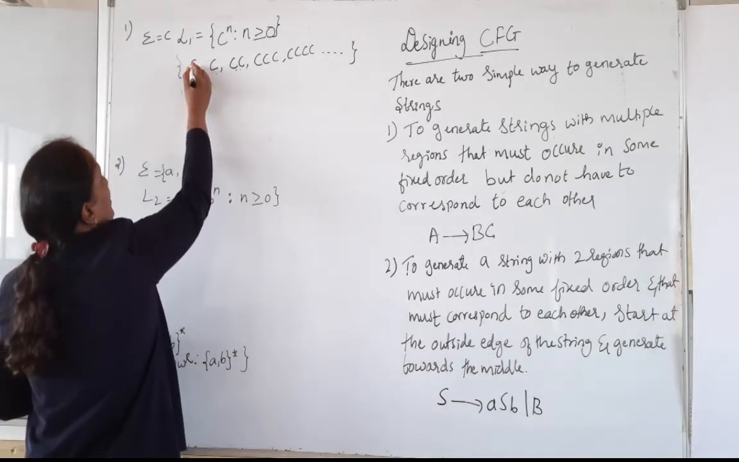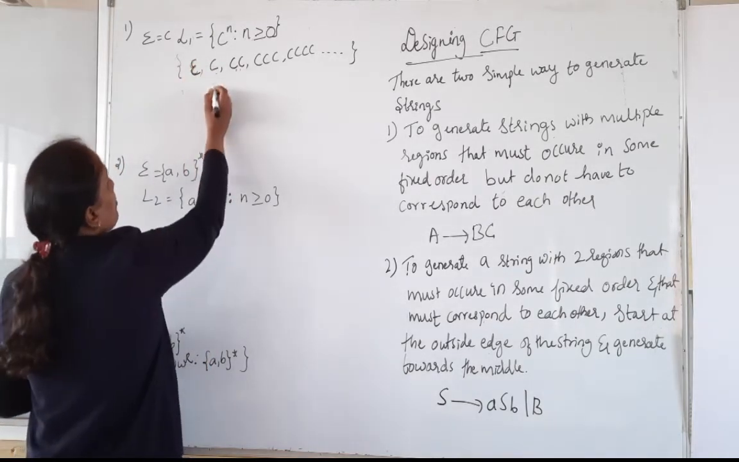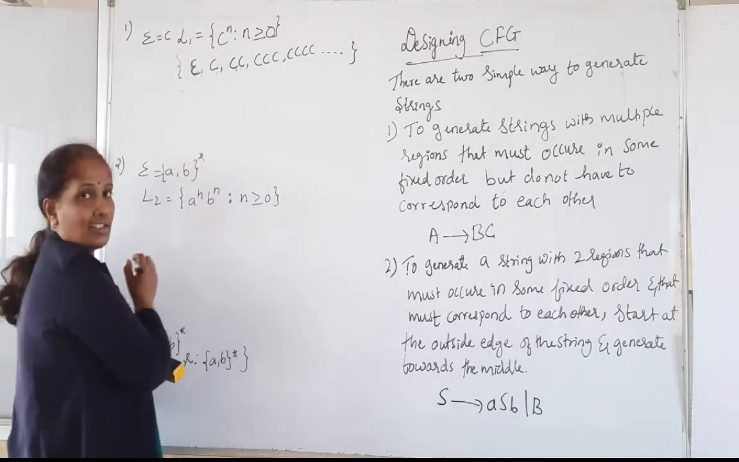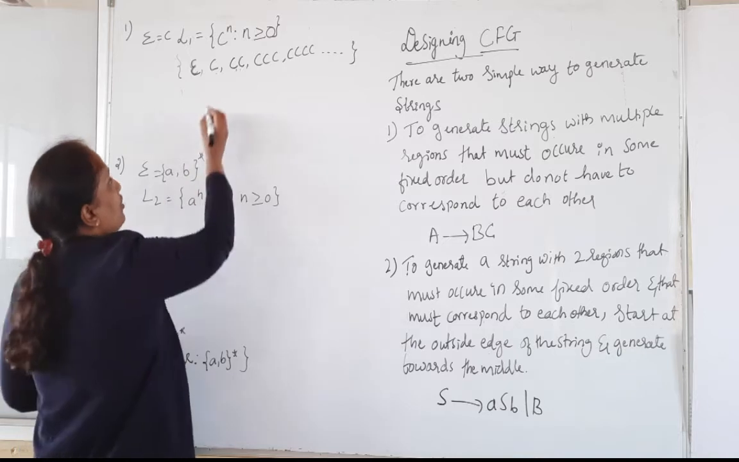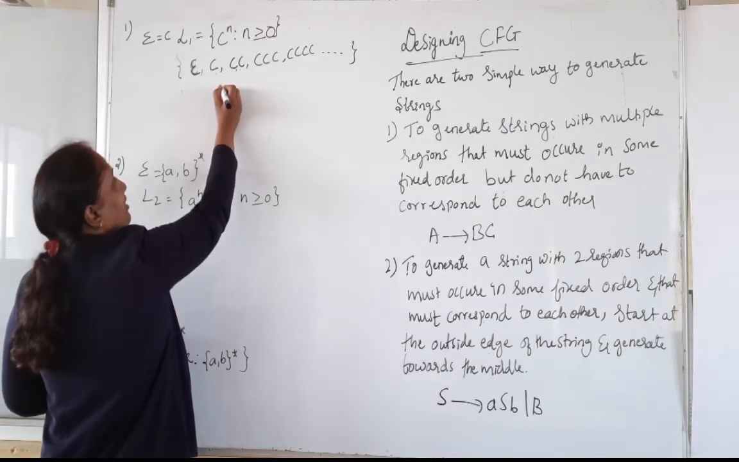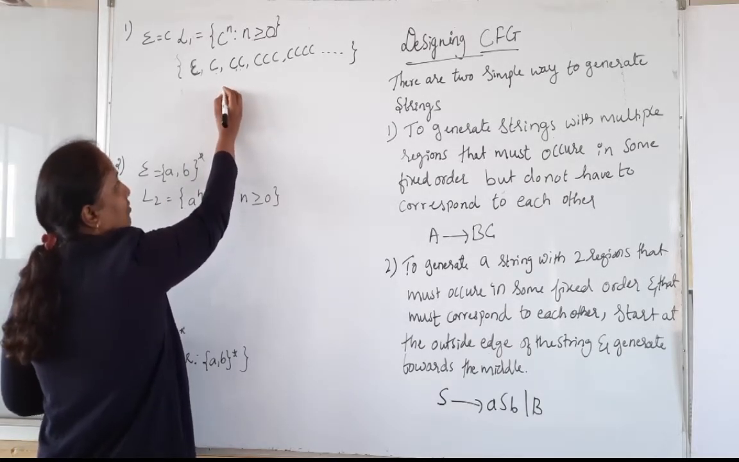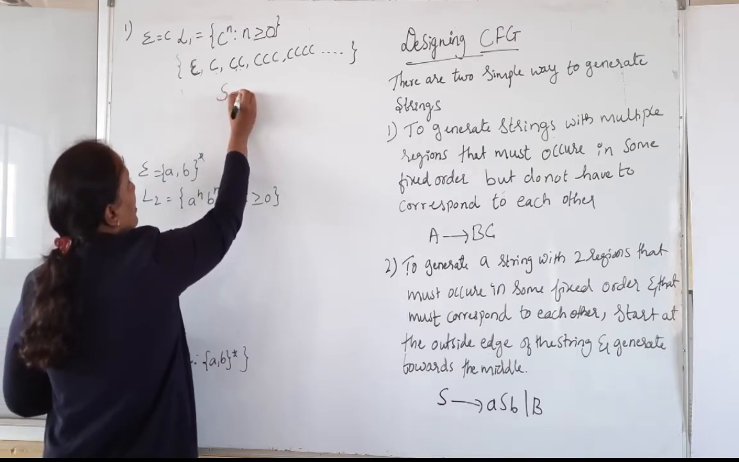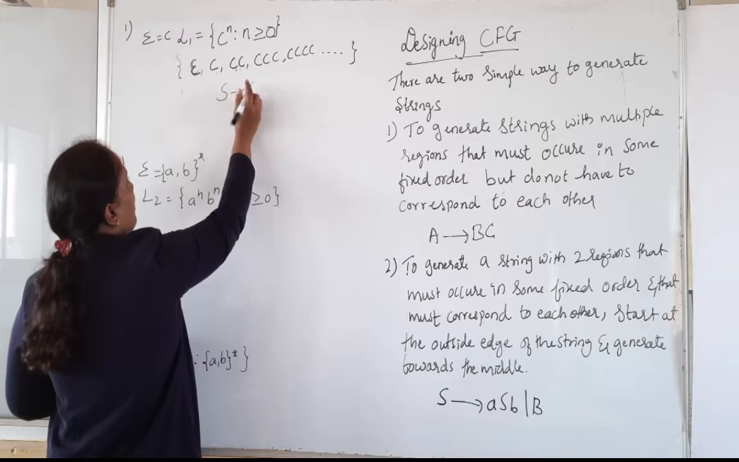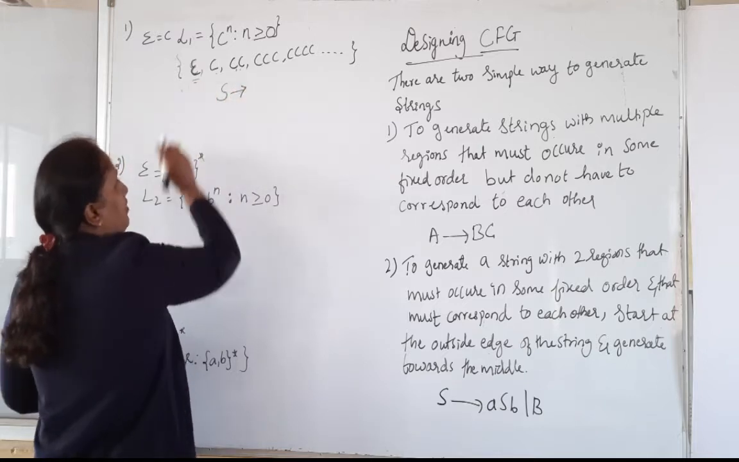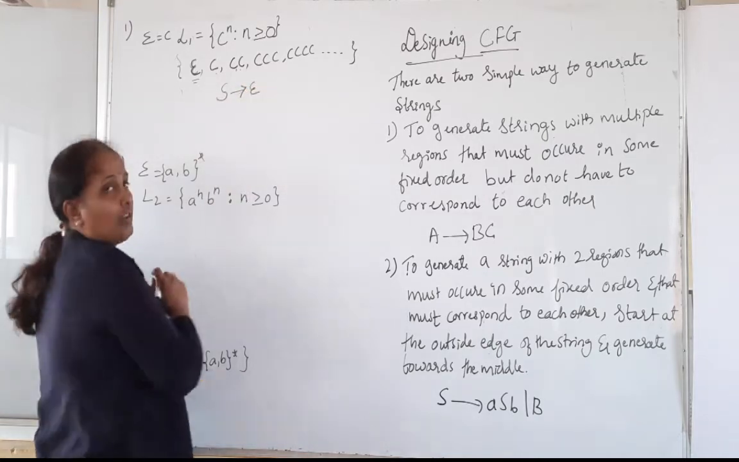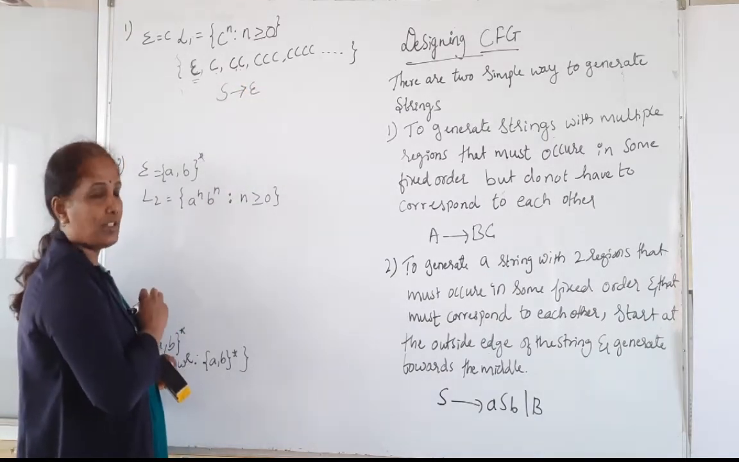See, as epsilon is a part of the valid strings, so I will declare one non-terminal which is called a start symbol of the grammar. So you can write any characters from A to Z. So I will write here S. S defines what? So here I will write a rule to accept epsilon. So I'll write S produces epsilon.